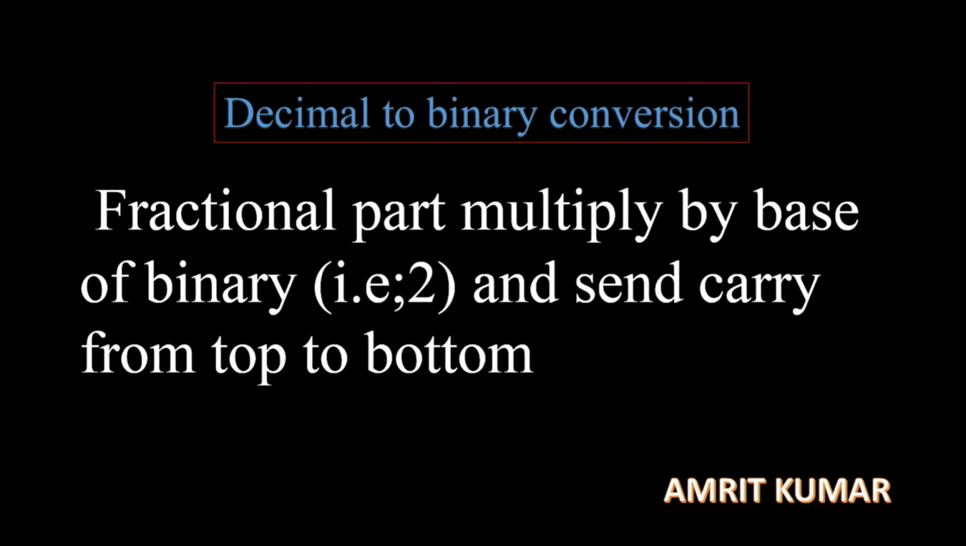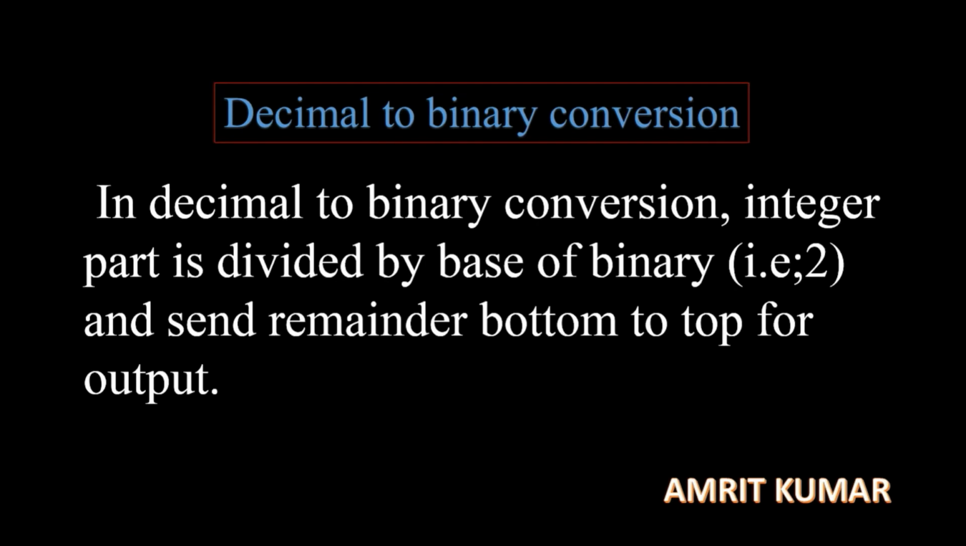The second point is about the fraction part. If the decimal number has a fractional part, then what will we do? The fractional part is multiplied by the base of binary. If there is a fractional part in the decimal value, you have to multiply it by the base of binary, and we know that the base of binary is 2. And also set the carry from top to bottom. So you need to approach from top to bottom here.